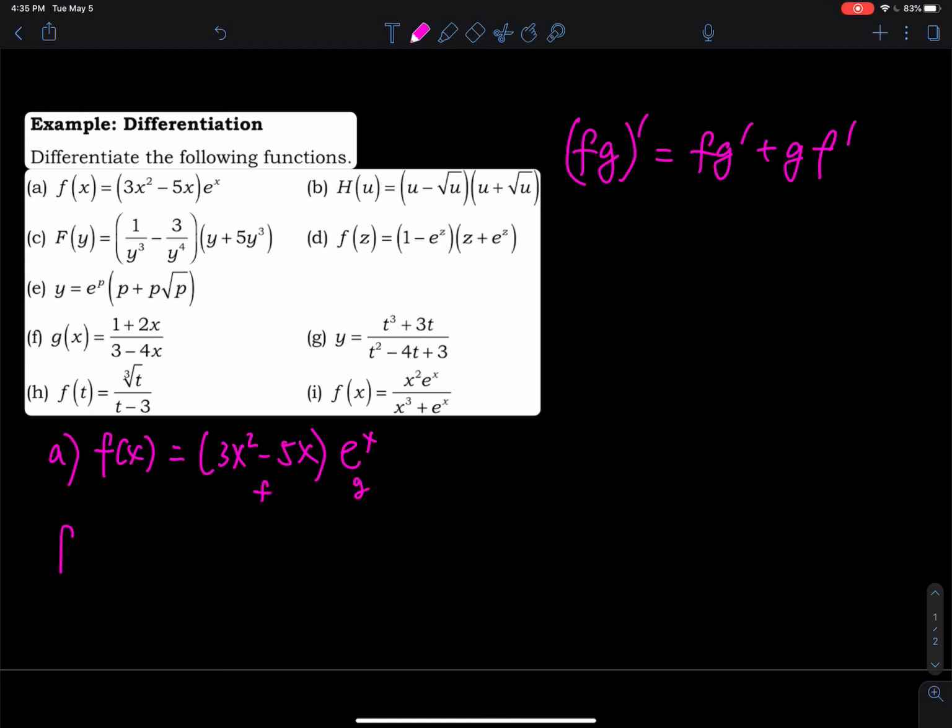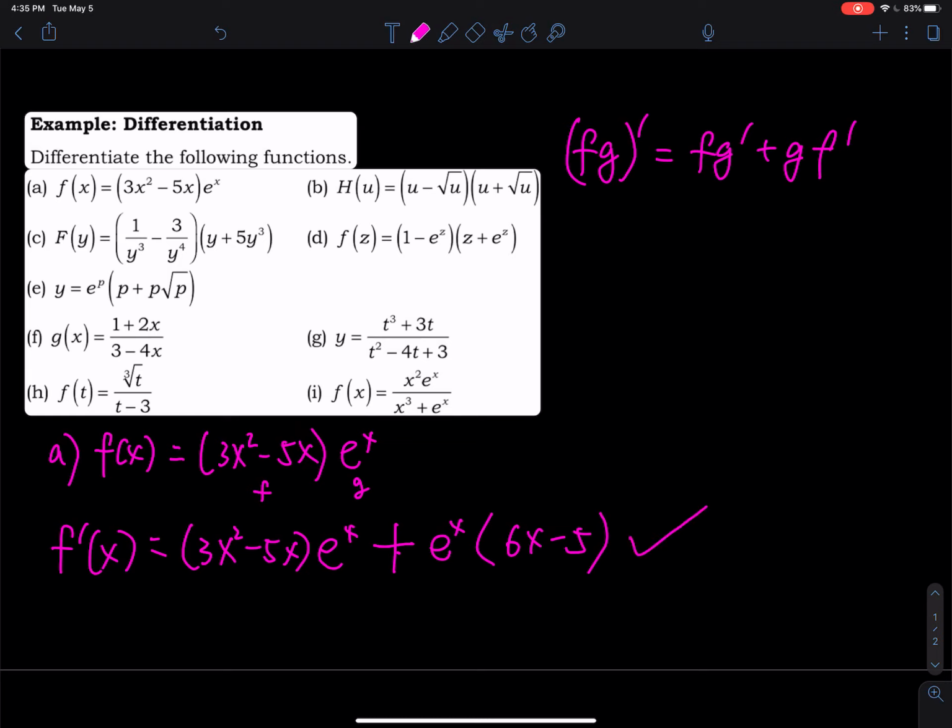Then f prime of x: you take the derivative of e to the x, which is still e to the x. And then plus, the product rule is plus, and then you copy function g and take the derivative of f, so you bring the 2 down, so that is 6x minus 5. To me, personally, I will just take that as the answer.